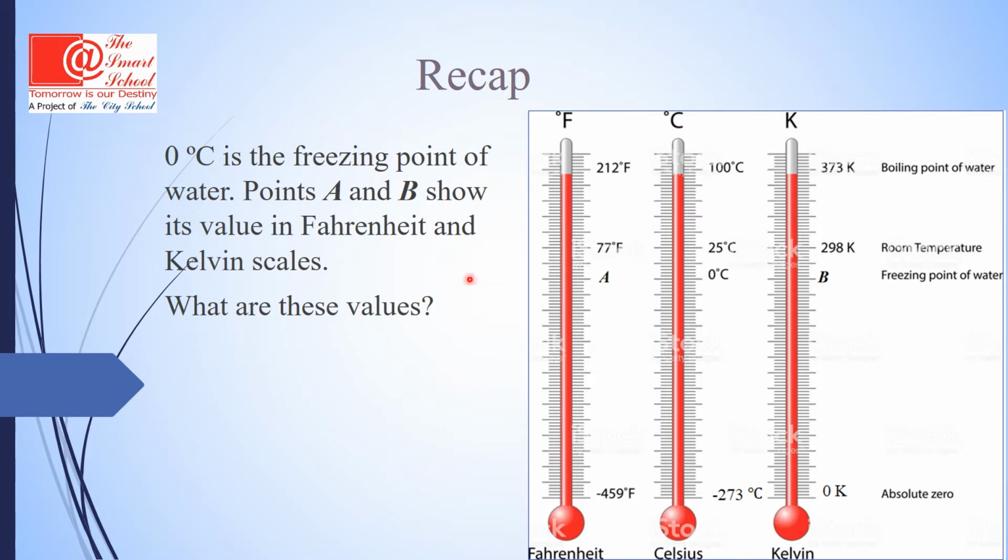First, we shall do a bit of a recap about the previous lesson. You can see three different types of thermometers in this picture on Kelvin, Celsius, and Fahrenheit scales. So 0 degrees Celsius is the freezing point of water. Points A and B, here and here, show this value in Fahrenheit and Kelvin scales. What are these values?